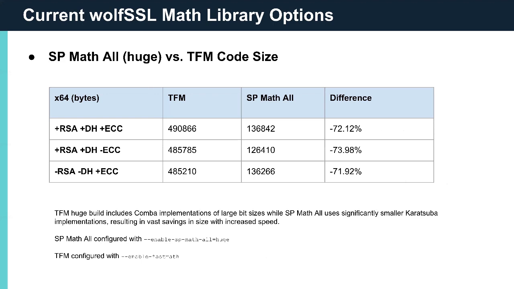Looking at the code size between SP math all, huge, and TFM, here you can see we're significantly smaller in code size than the TFM library is, on the order of 71 to 70, almost 74% smaller.